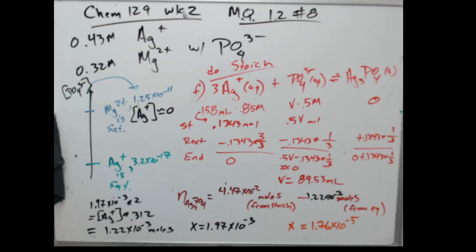So not as bad as I thought, but still a significant amount. Like 4.47 times 10 to the minus 2 minus 1.22 times 10 to the minus 3. It's going to be a different number. It's going to be 4.35 instead of 4.47. It's not a huge difference. But our stoichiometry from before was a little bit wrong.